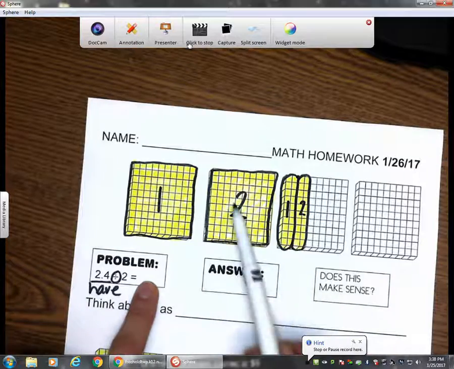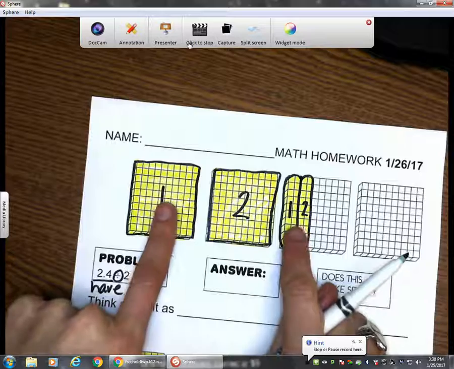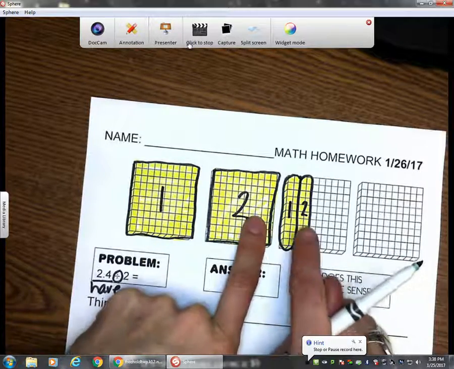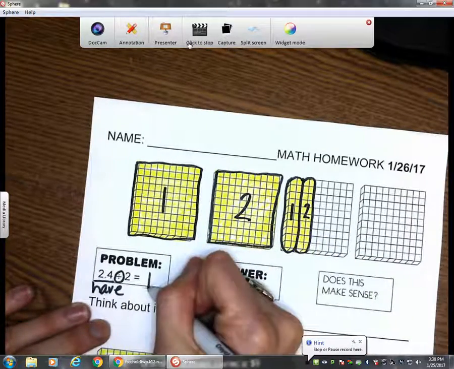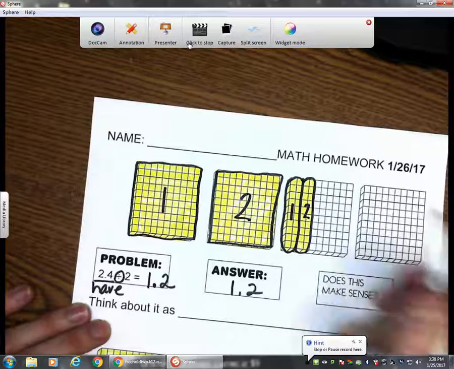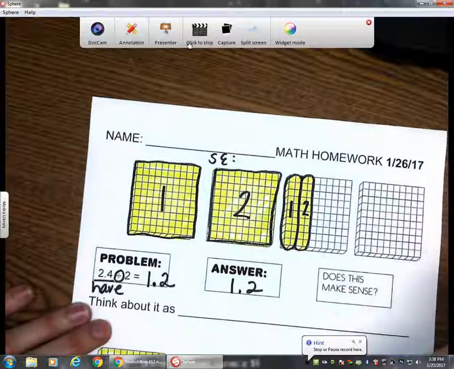And so I see in each, I have in each group, so let's look at part 1, I have 1 and 2/10. In part 2, I have 1 and 2/10. So in each group, I have 1 and 2/10. That is my answer. Now, what I probably should have done, and I didn't first, is estimate.